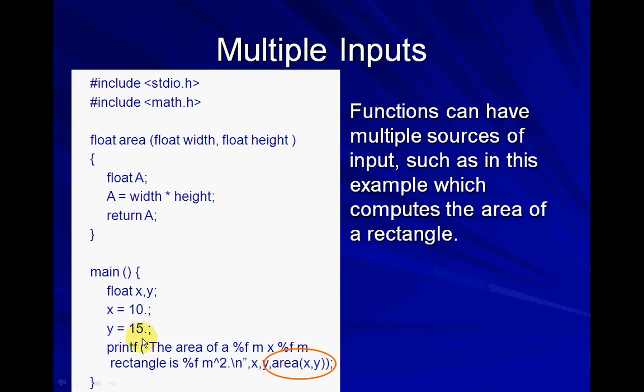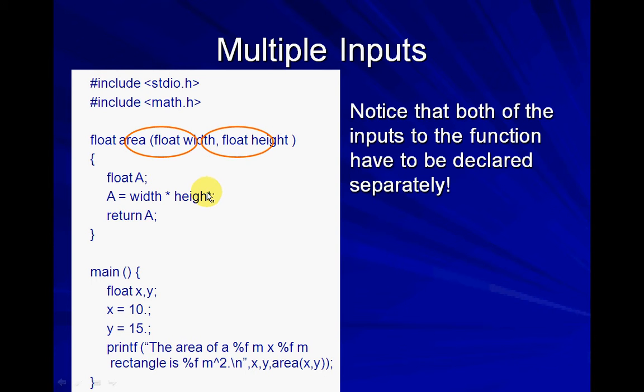So the first argument, x, gets passed into the first variable. In this case, it's going to be width, which is declared to be a floating point number. And the second one, y, will get passed into height, which is declared to be a floating point number. And so I just created a floating point number called a, made a equal to width times height, and then returned a to the main program, which in this case is just going to print those values.